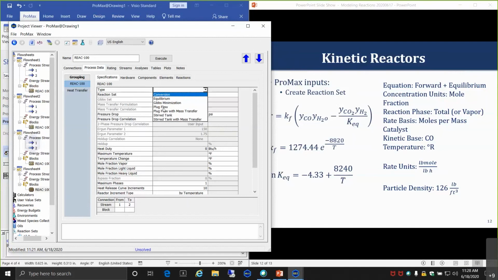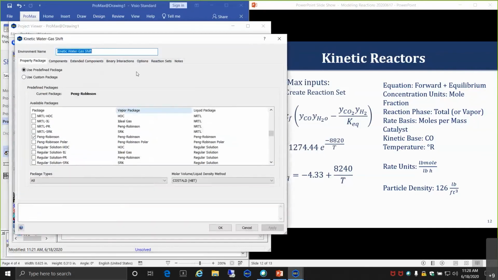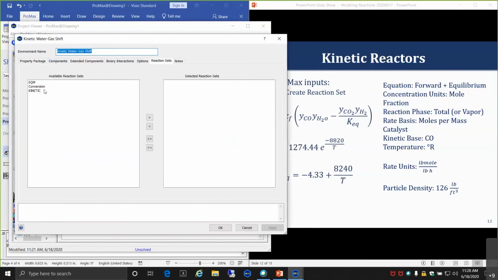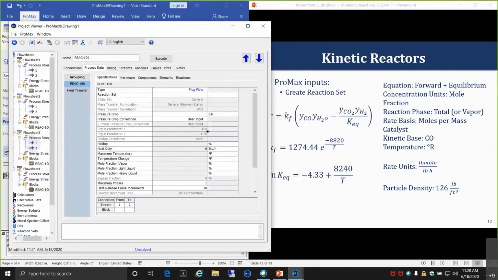Since all of this is a single phase, there's no mass transfer aspect of what's going on. So we're just going to stick with plug flow. I need to add my reaction set to the environment. So we're going to open up my environment and we'll come here to reaction sets. We'll add the kinetic reaction set. And now I can add this in. We'll go with our 5-pound pressure drop.